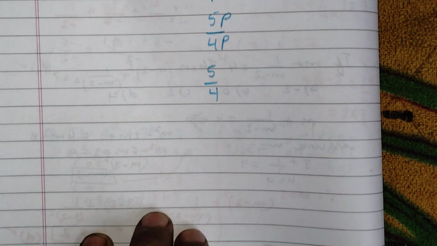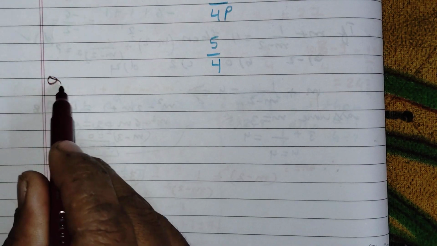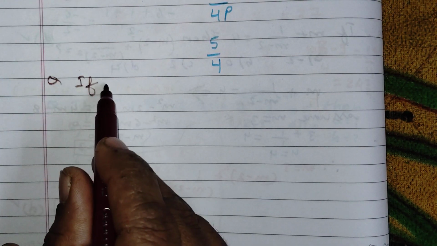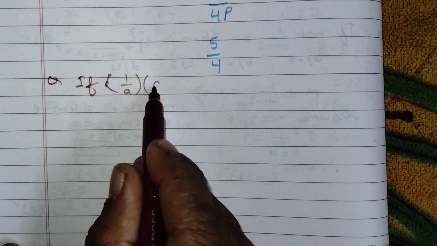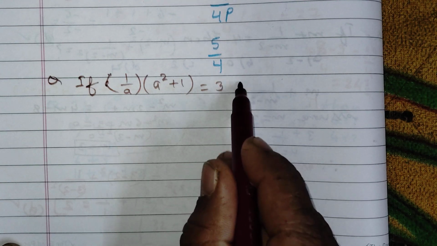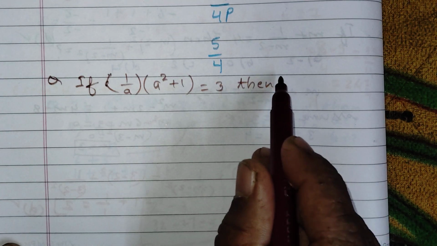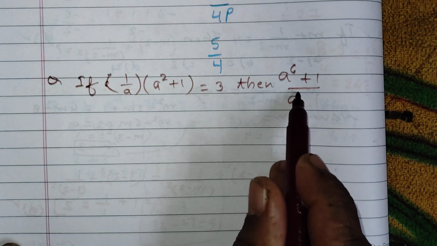Next our question is: if 1 upon a square plus 1 equal to 3, then find a raised to the power 6 plus 1 upon a cube.